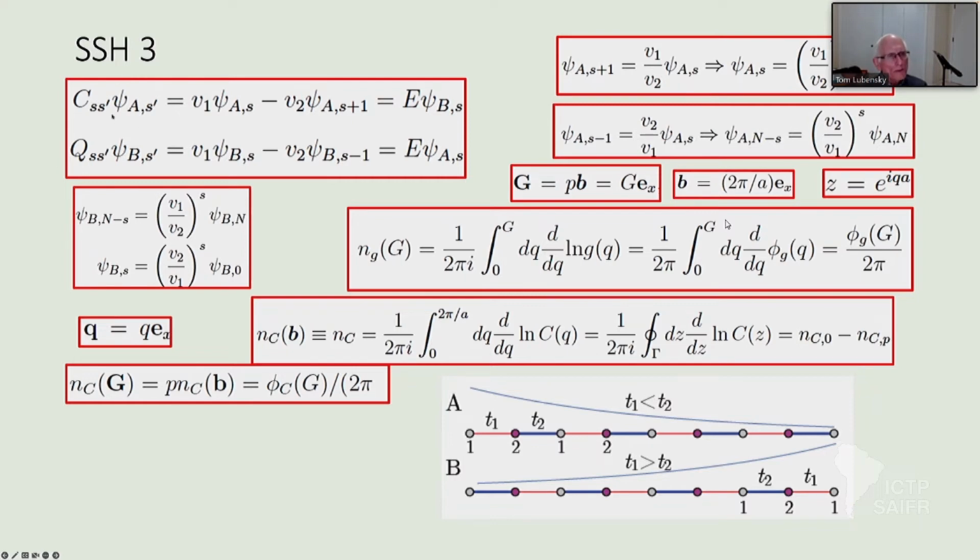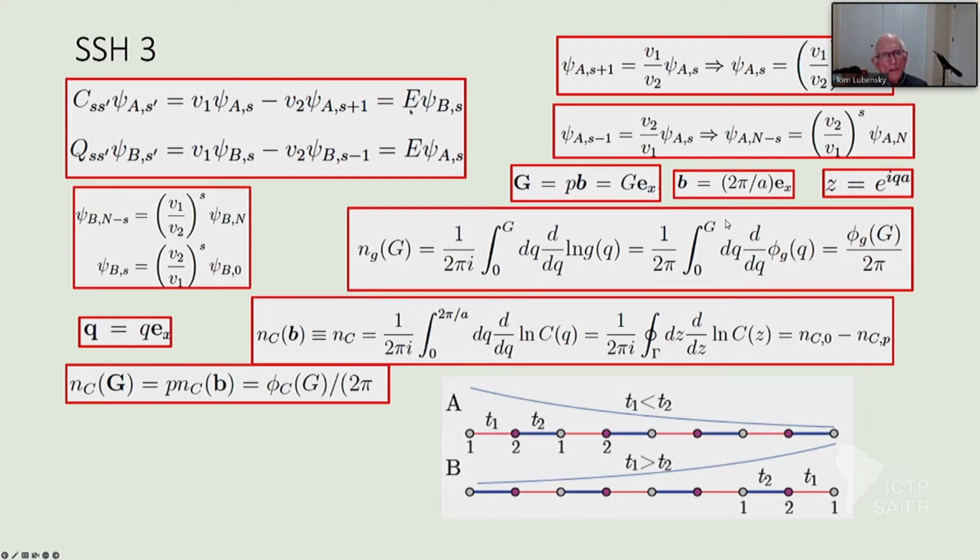Similarly, I can take the derivative with respect to A dagger, and I get psi_BS prime is V1 psi_BS minus V2 psi_BS minus 1 in the opposite direction. And so when we look at the surface modes, we'll find that we have opposite behavior for the B and the A. So let's just write out this equation.